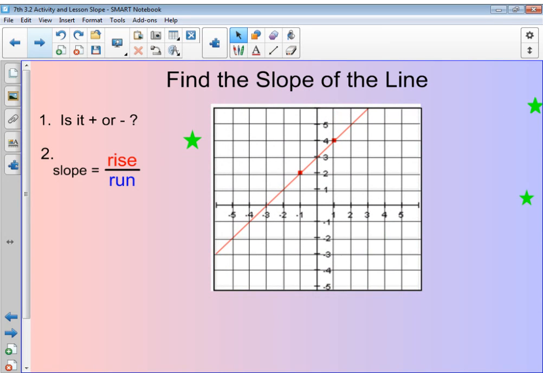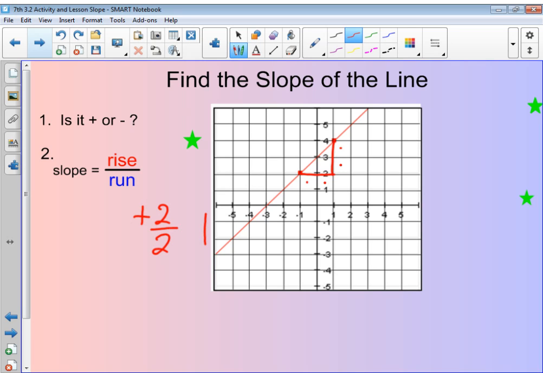Okay, so here's our next one. So our rise and our run. So I'm going to create that little triangle again. So looking at this, it's a positive slope because it's going up from left to right. Our rise was 2 boxes. Our run was 2 boxes, which is the same as a positive 1.